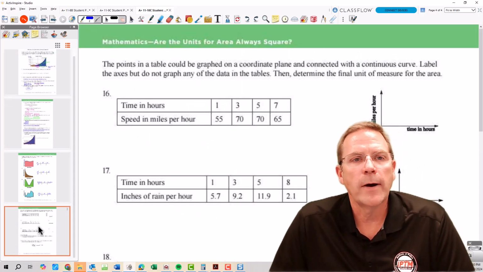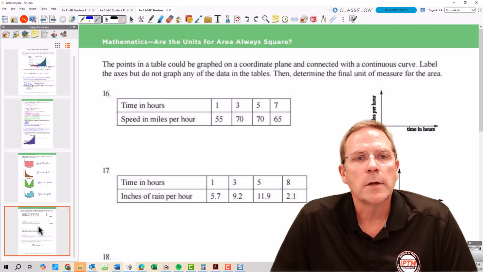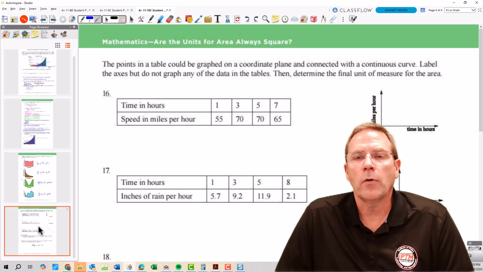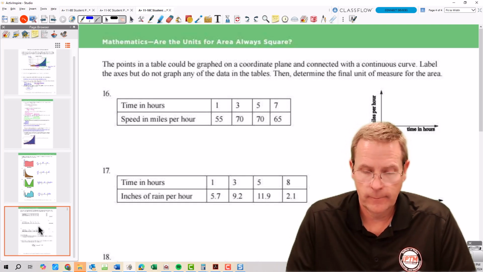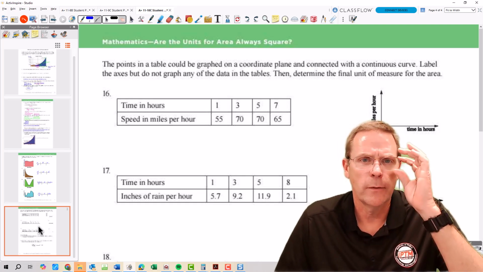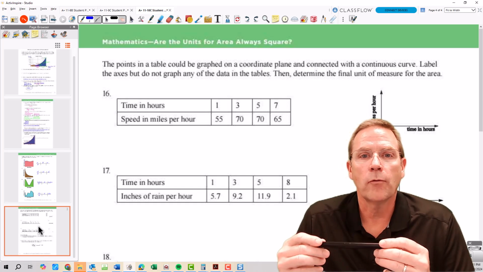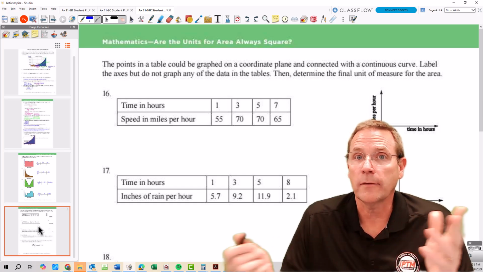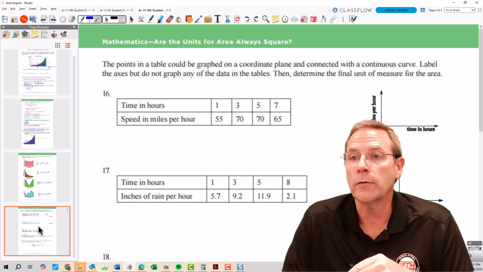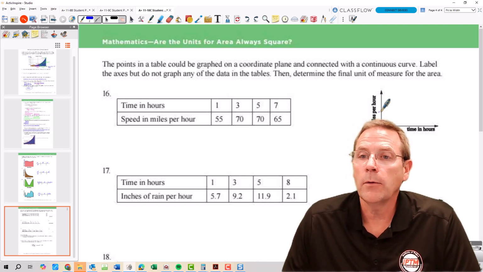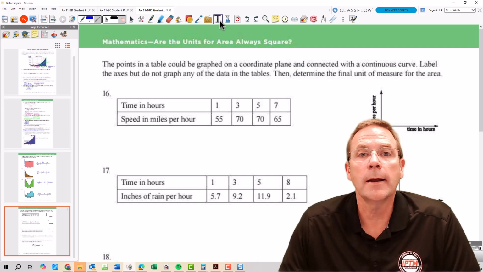Now we're on to the final page. The points in the table could be graphed on the coordinate plane and connected with a continuous curve. Label the axes, but do not graph any of the data. Sorry, announcements jumped in there. So it says do not graph any data in the tables. That's going to make it easy. Then determine the final unit of measure for the area. So right here we have miles per hour and time in hours.